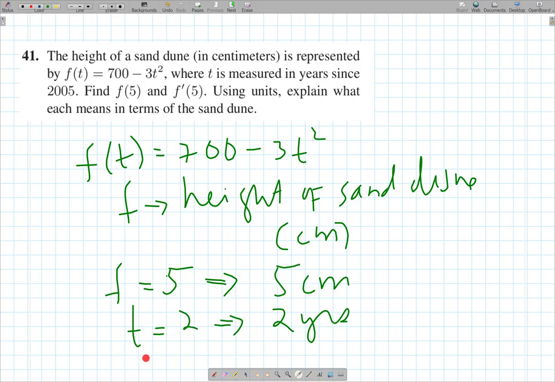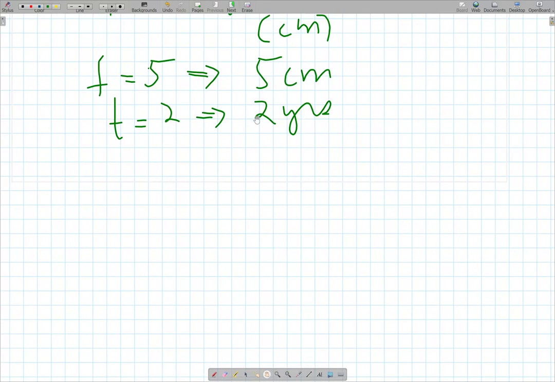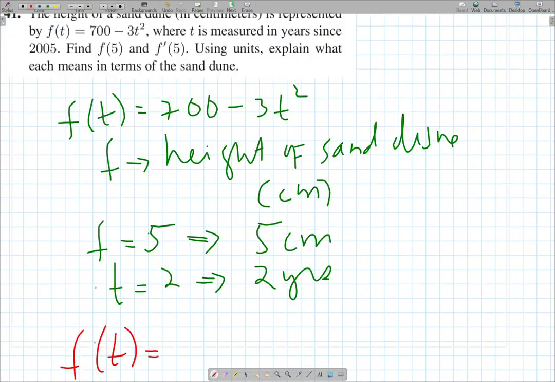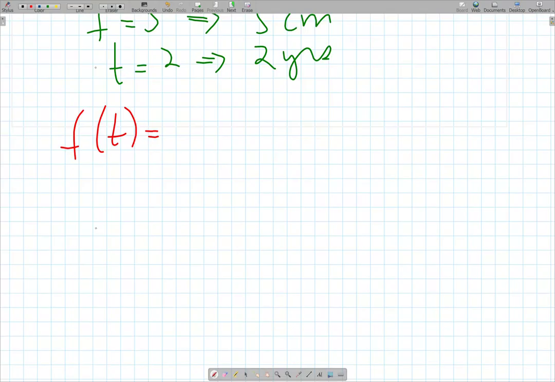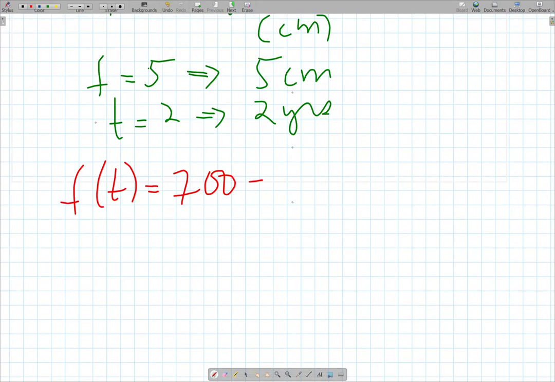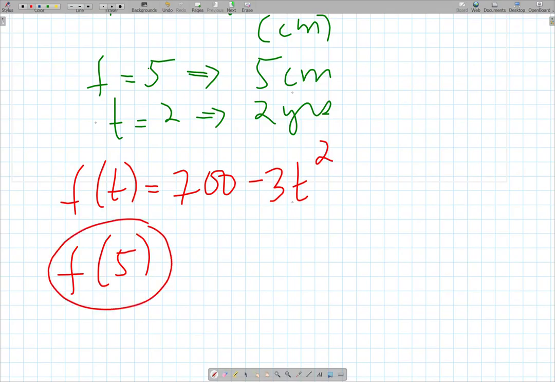Okay, so he is asking for find f of 5. If you look at the equation, palitan ko ng red. Given f of t is equal to 700 minus 3t square. Ang first tanong niya, class, is we have to find f of 5.